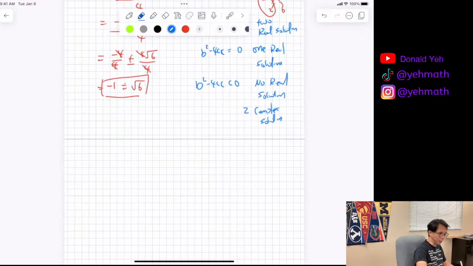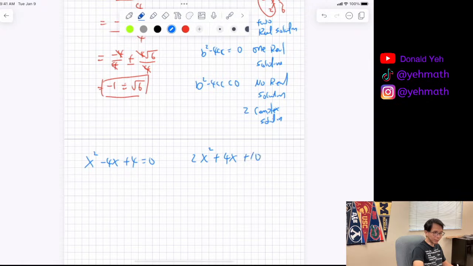So those are the two situations. x squared minus 4x plus 4 equal to 0. Try to do the quadratic formula on those. Let's say 2x squared plus 4x plus 10 equal to 0. Sometimes you can just check the discriminant, which tells you how many solutions. If you want to know where the solutions are, you have to use the quadratic formula.